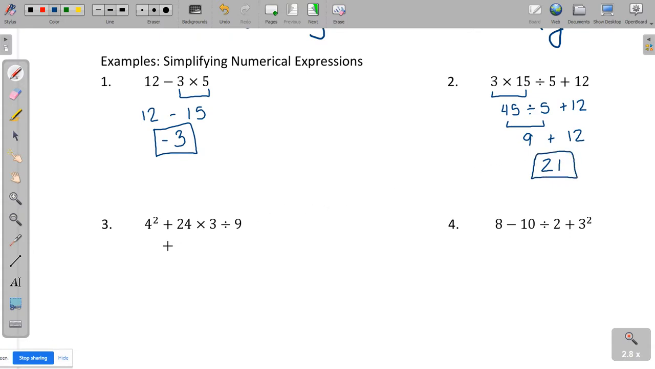Number 3, we have 4 squared plus 24 times 3 divided by 9. So PEMDAS, we have a square for exponent, we have addition, multiplication, and division. The exponent comes first, so we're going to simplify 4 squared, and 4 squared is 16. Bring everything else down as is.